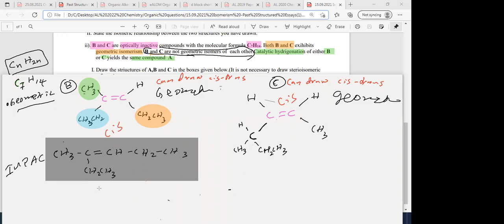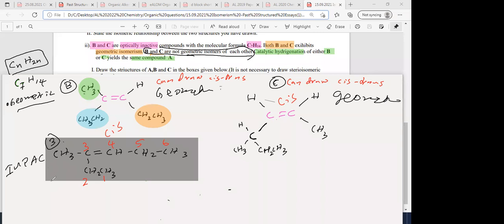Now can you write the IUPAC name of B? Select the longest chain. How many carbons are in the longest chain? From which side should I start numbering? 1, 2, 3, 4, 5, 6. Is that correct? Okay, that is the longest chain, right? First tell me the answer for B. Then I'll ask for C.